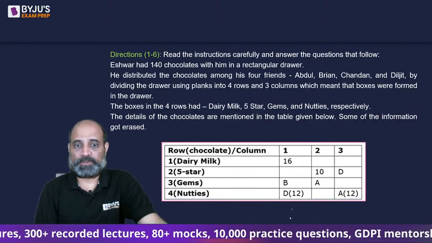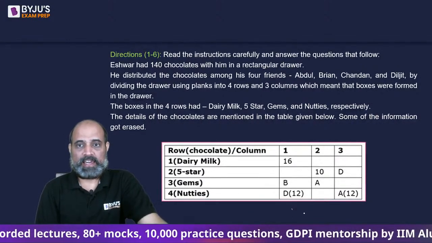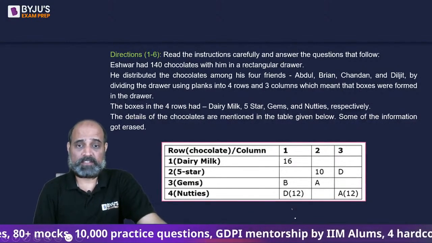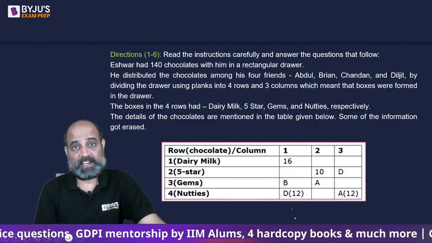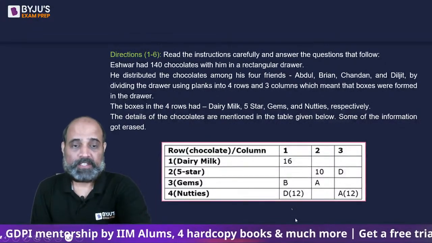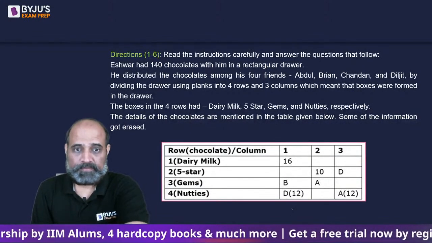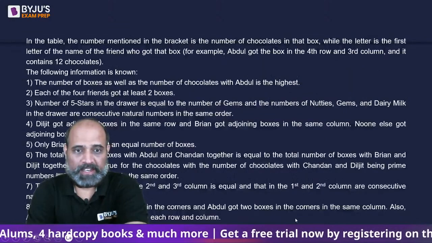Similarly, in the 3rd row, which is James, A, as in Abdul, has it's Abdul's drawer, but how many James he had, that is not known, right? Okay. So let's look at the next part.